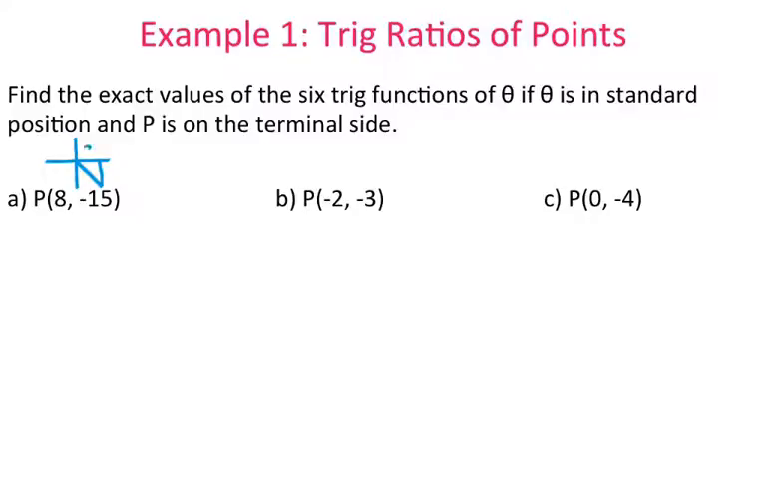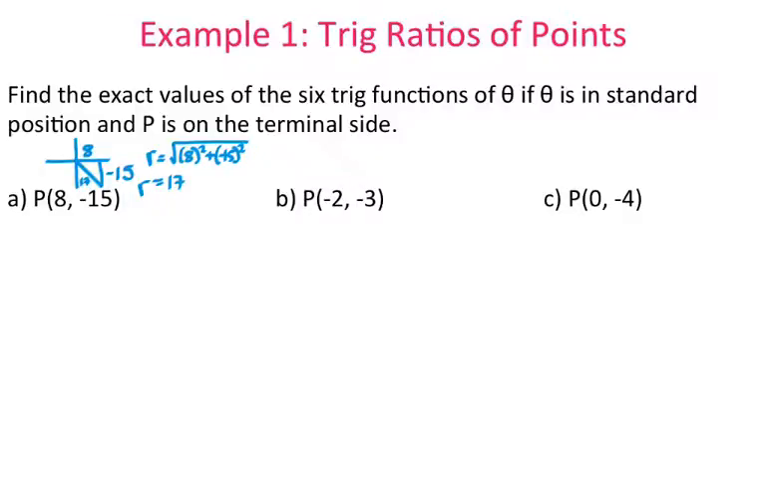So this distance is 8, this distance is negative 15, and then I'm going to go ahead and find my hypotenuse, which is the square root of 8 squared plus negative 15 squared. Let's see what that gives us. So 8 squared plus negative 15 squared is the square root of 289, which is a perfect square, so r is 17. So that makes this hypotenuse 17.